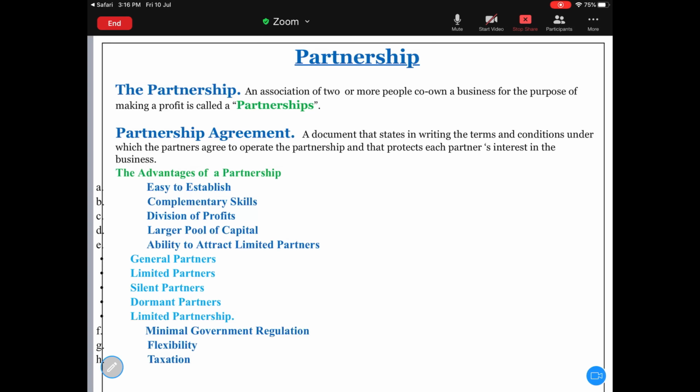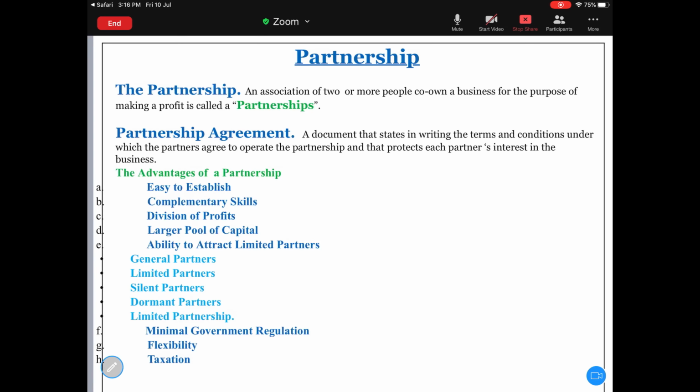Then we talk about the partnership agreement. It is basically a document that states in writing the terms and conditions under which the partners agree to operate the partnership and that protects each partner's interest in the business.